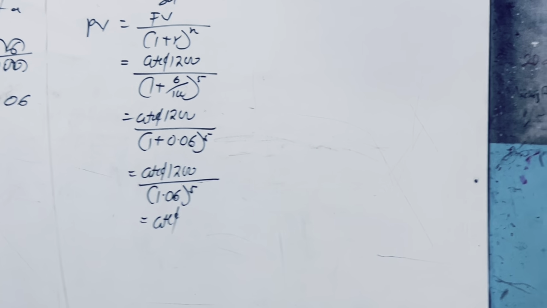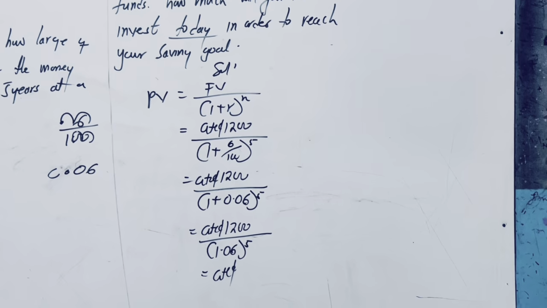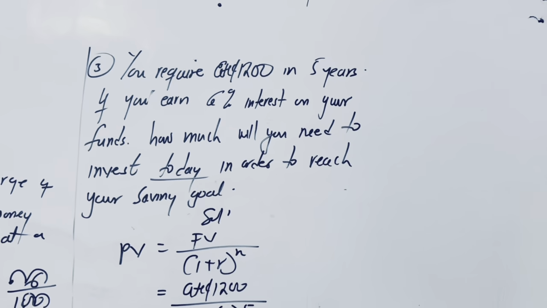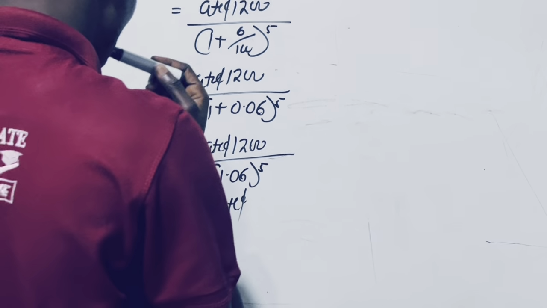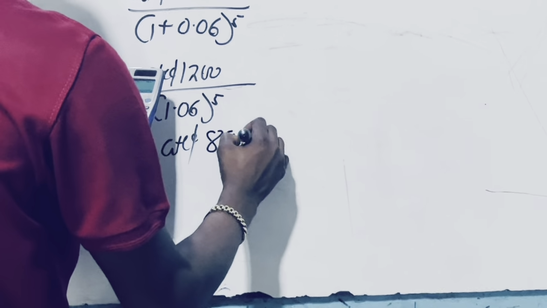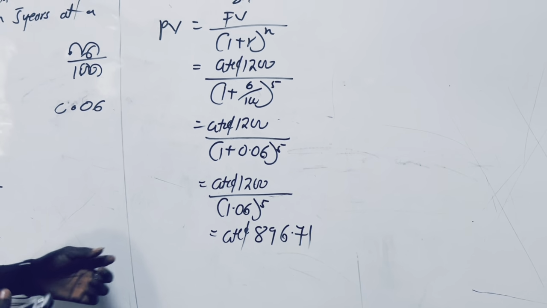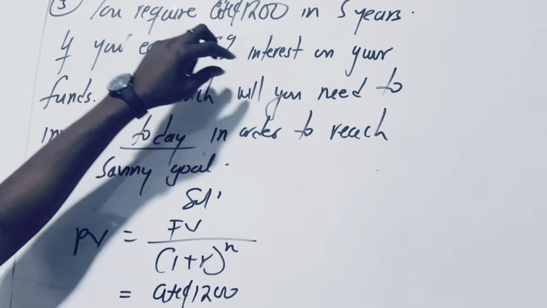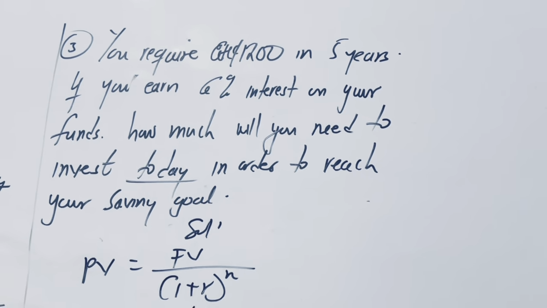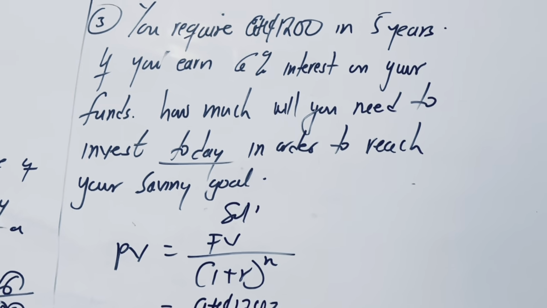So let's do this on our calculator. What do we have here? 1,200 divided by bracket open 1.06 bracket close raised to the power 5, and that will give us 896.71. So what it means is, if I decide to invest 896.71 for 5 years, earning an interest rate of 6%, then this is the amount of money I am going to get in the future. That is why you go for a better interest rate.